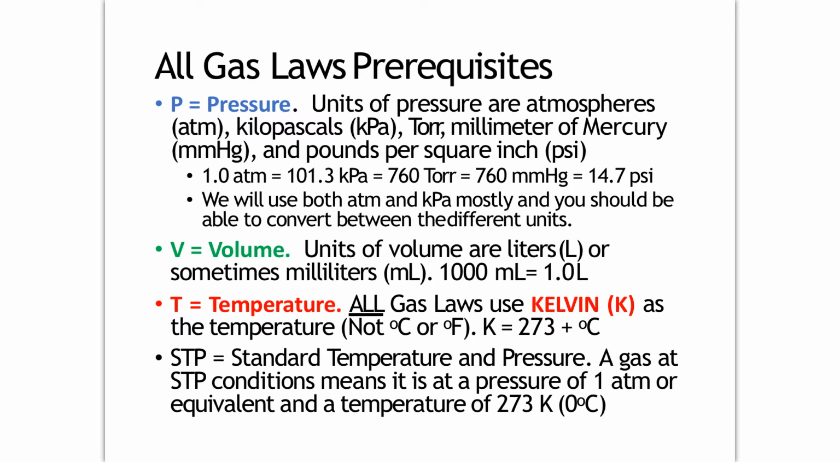Standard temperature and pressure is a gas's conditions at a standard condition. When we say standard condition, we mean that the gas is at 1 atmosphere or equivalent, any one of these, pressure and a temperature of 273 degrees K. You should know all this, and we're going to use that when we move forward.